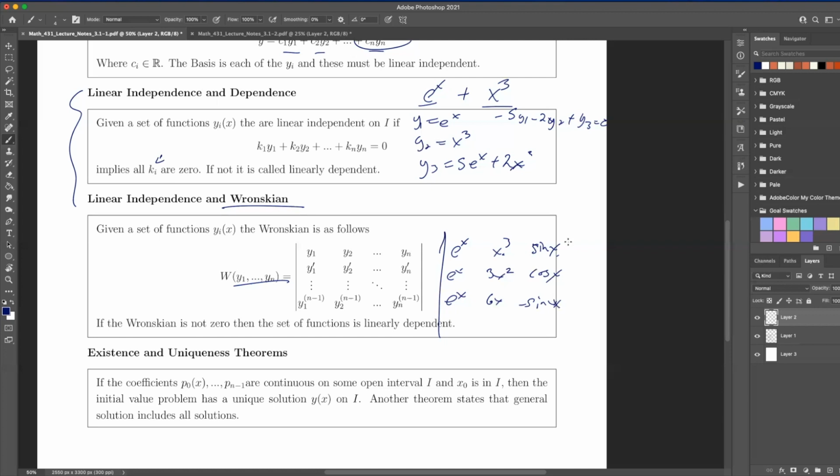So here's a quick sample of a Wronskian, where y1 equals e to the x, y2 equals x cubed, and y3 is equal to sine of x. If the Wronskian is not 0, then the set of functions is linearly dependent. So here you have to, hold on, did I say that right? Hold on. I do not trust myself all of a sudden.